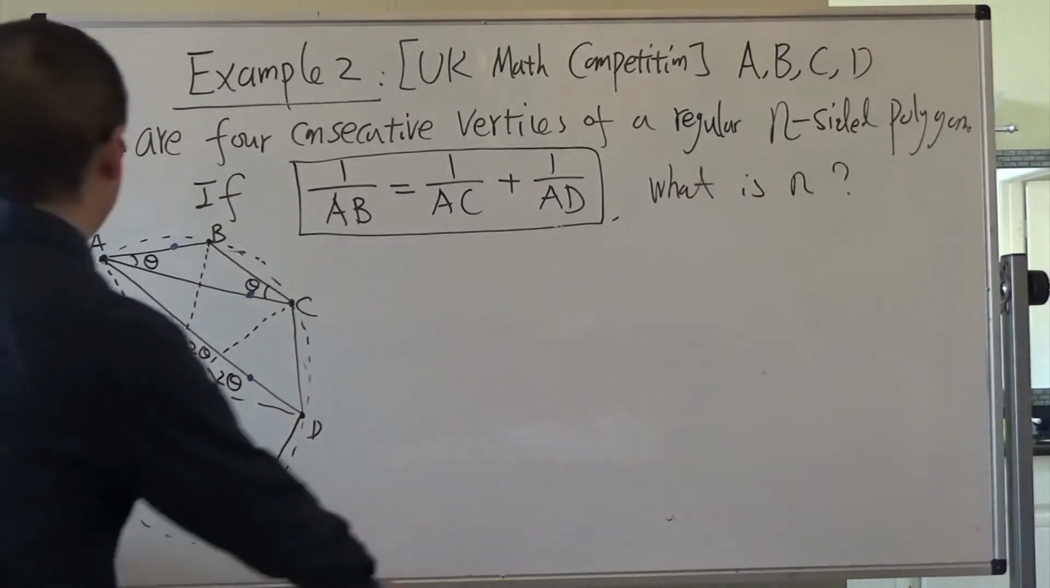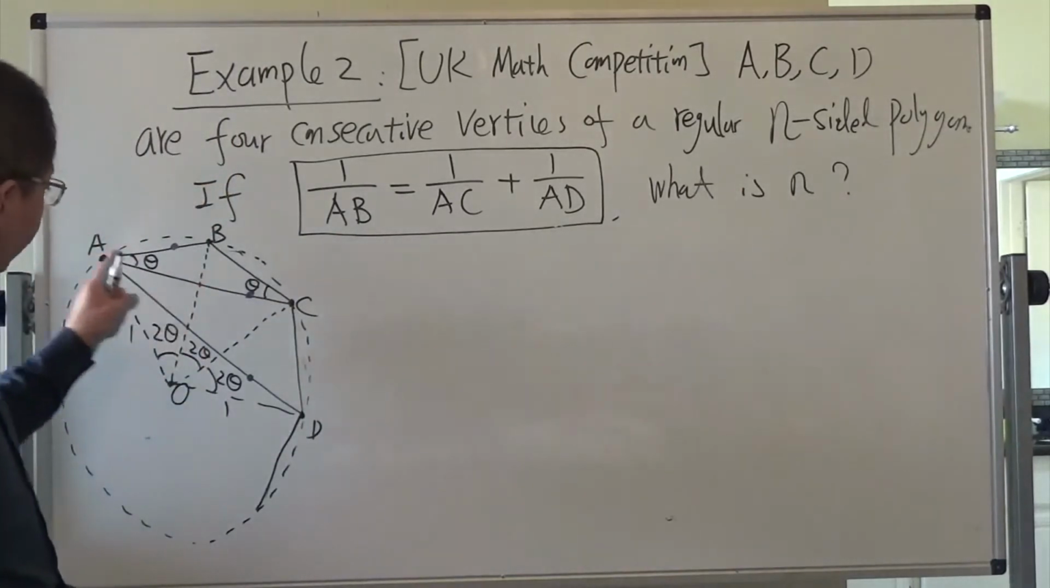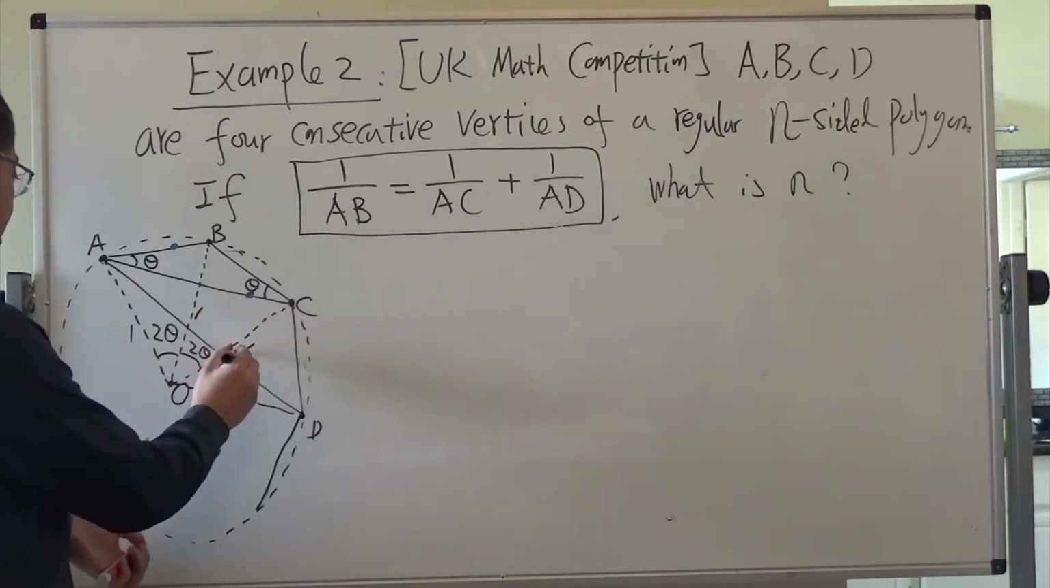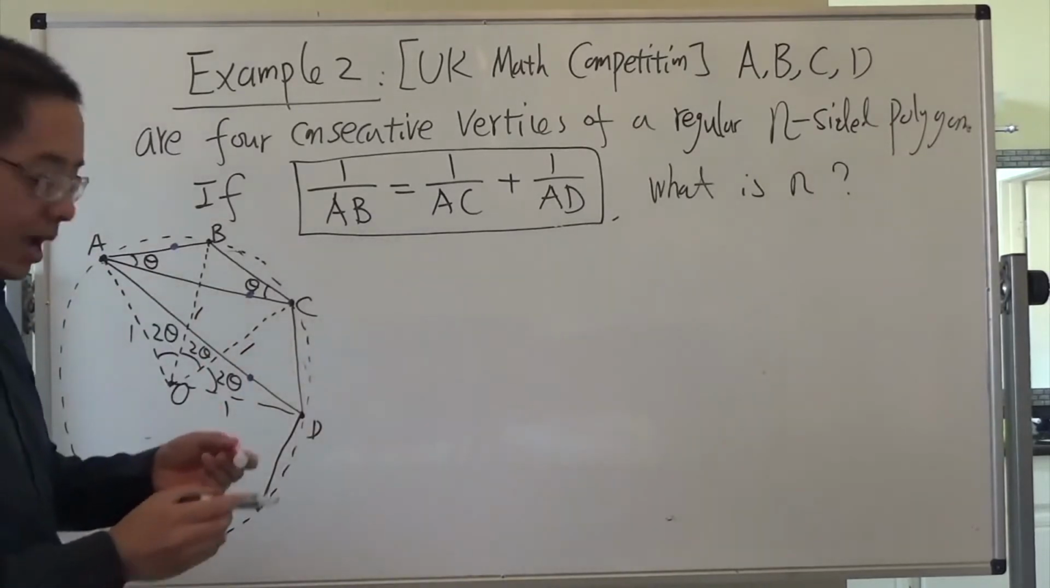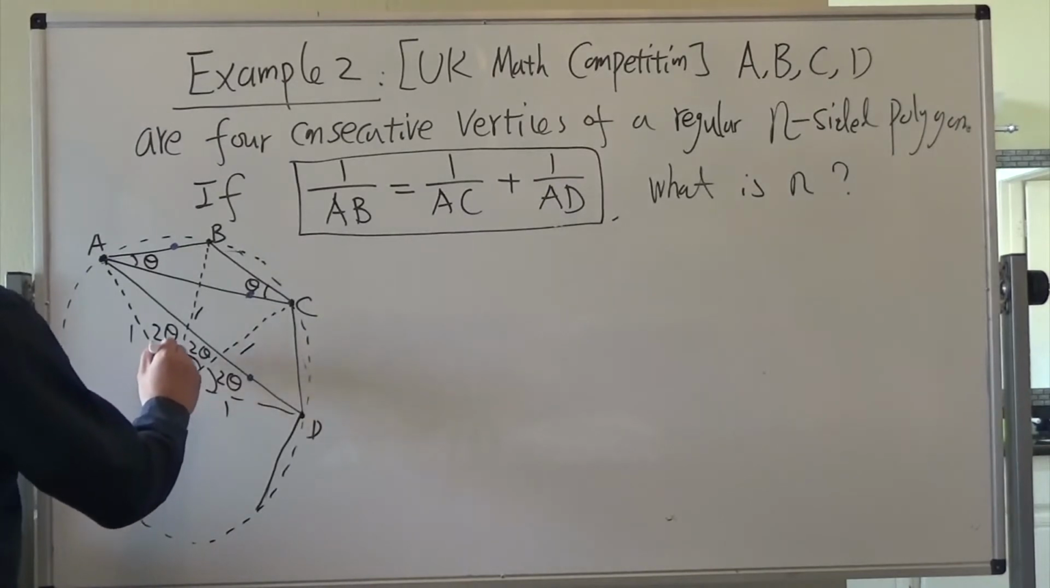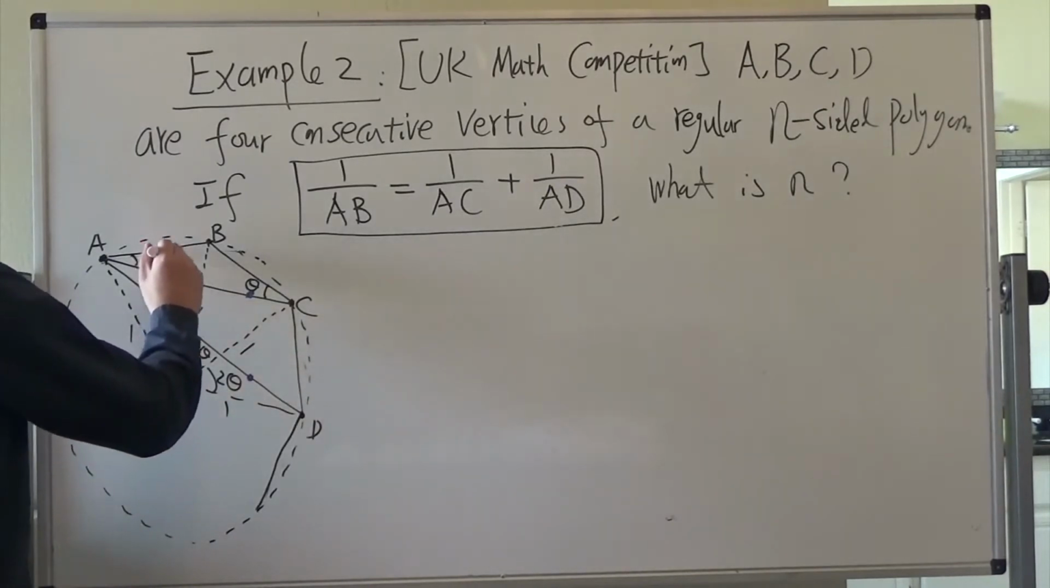Now let's see how we express AB. Let's look at the triangle AOB. This is also 1, this is also 1, right? So this is an isosceles triangle. Let me draw the height from O to AB, right?